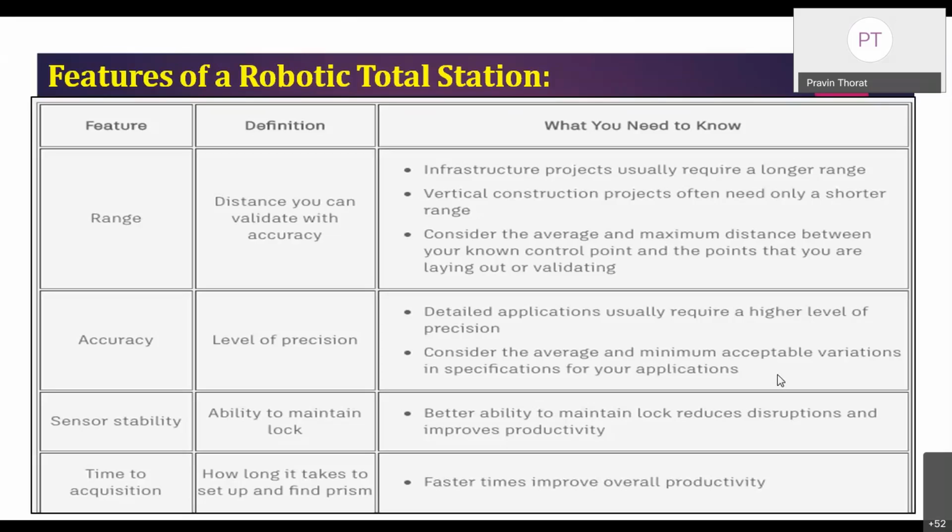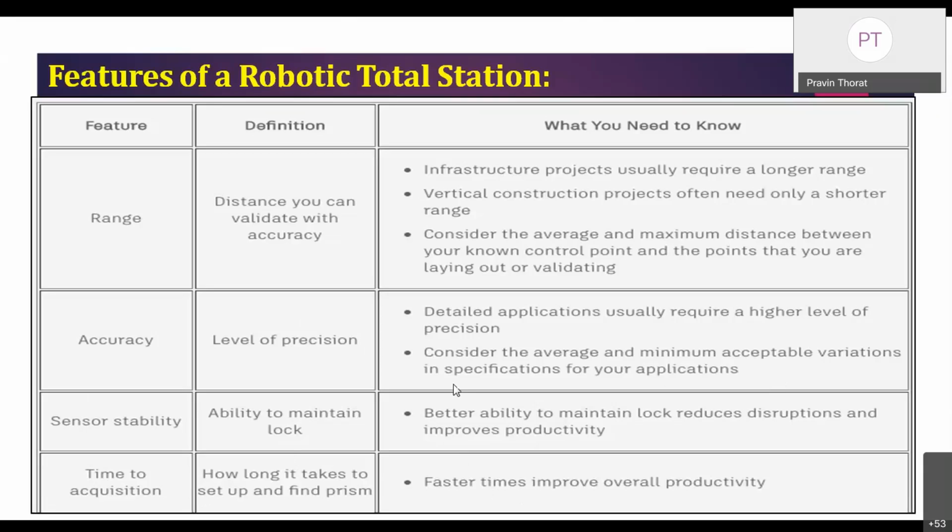Then the next feature is sensor stability. Sensor stability is nothing but the ability to maintain lock. Better quality and the ability to maintain lock reduce disruptions and improve productivity. We know that we are all using sensor-based mobiles, using fingerprint sensors to lock or unlock the mobile phones. Likewise, this feature is also provided in the robotic total station.